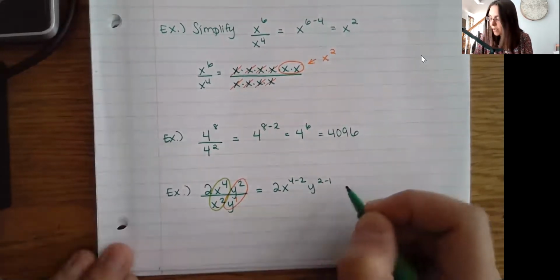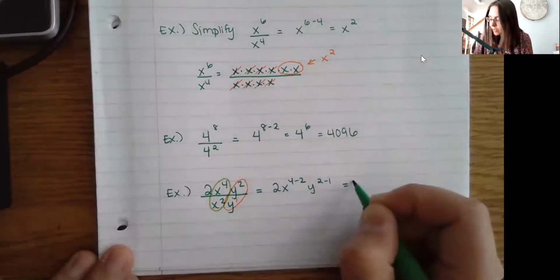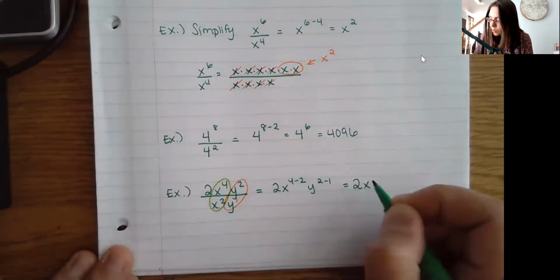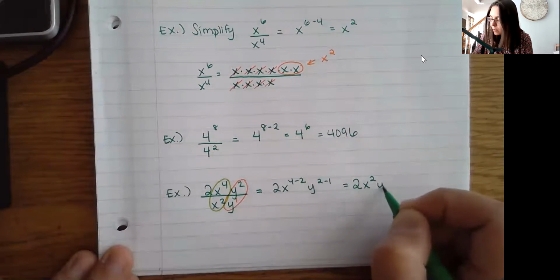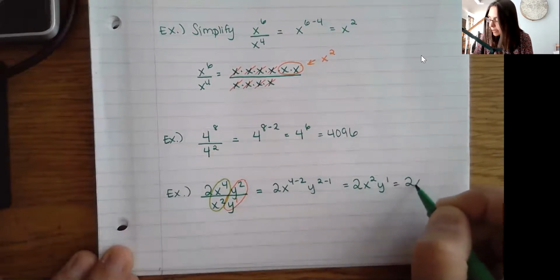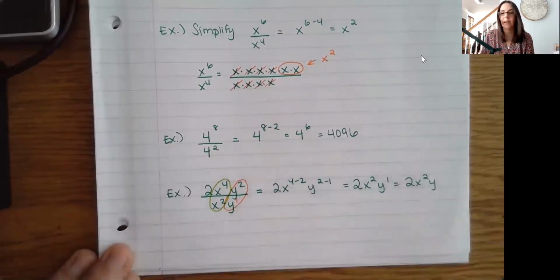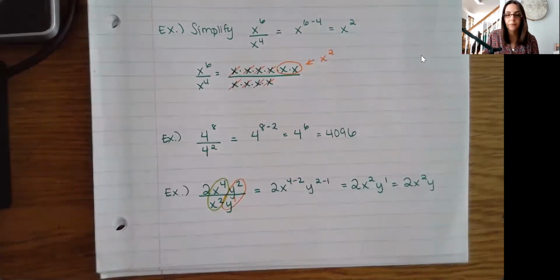Now I can go ahead and simplify. I don't have anything to do with the 2, I'm just going to leave it. 4 minus 2 is 2. 2 minus 1 is 1. Or again, we don't really need those exponents of 1. So I can simplify a little bit further here.